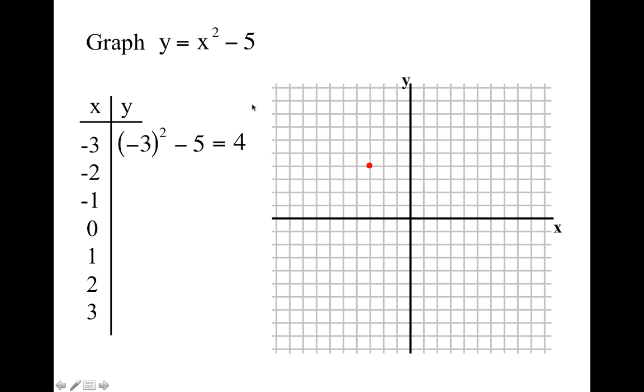That's your first point. And repeat that. -2 to the second power, 4. 4 minus 5 is -1. So we go left 2, down 1.